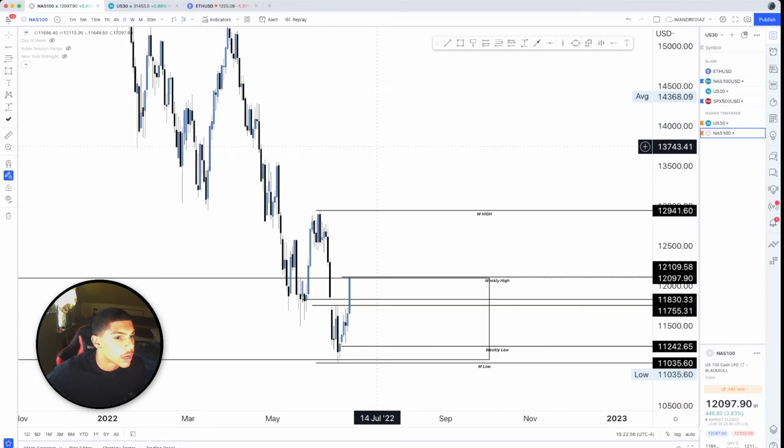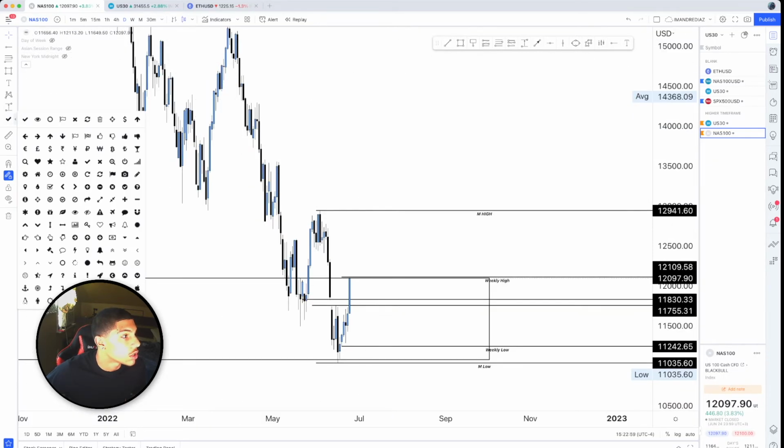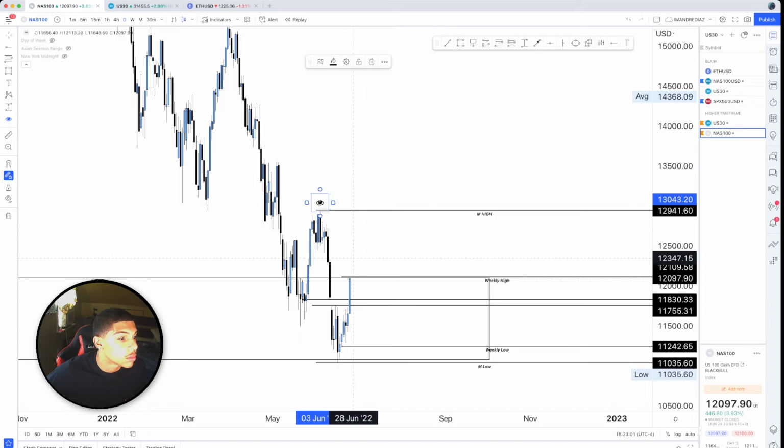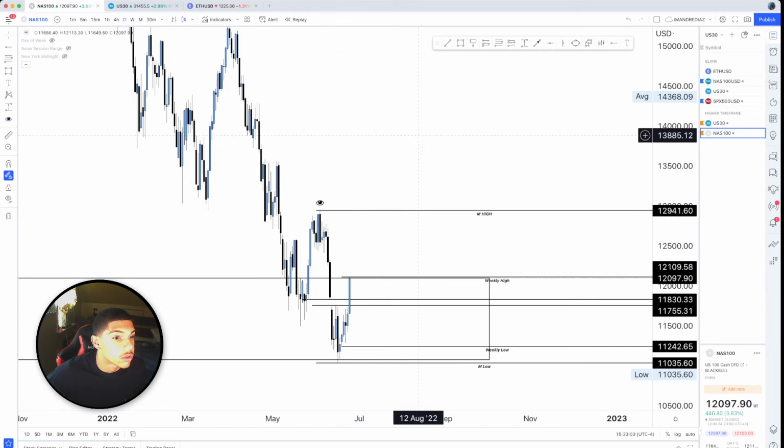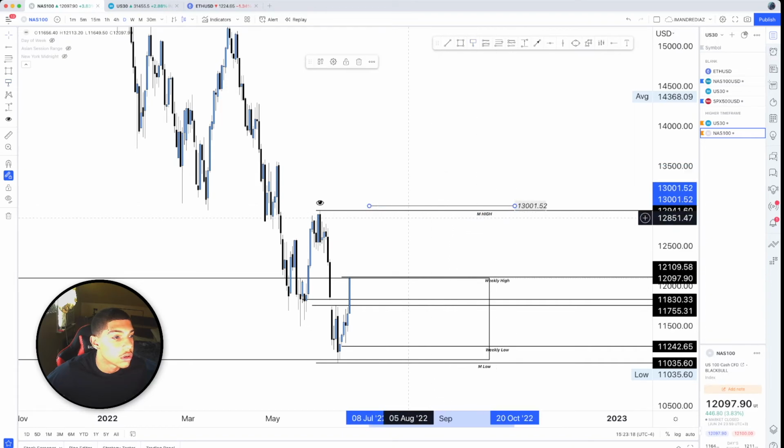We have this overall analysis on where we want to see price go based off the monthly and weekly. I do want to see price continue to the monthly high, around, what level is this? Around 13,000 more than likely. And if we can get to 13,000, more than likely Ethereum will also go up, since they are kind of corresponding right now. Right around 13,000 is where I ideally want to see price come up to. So we'll see how that plays out.